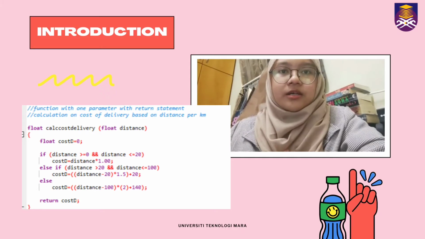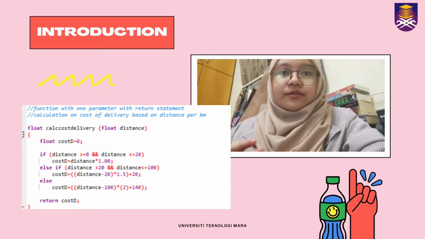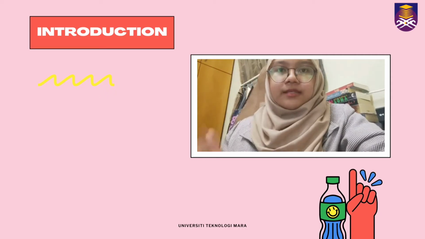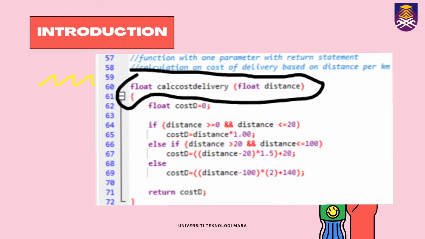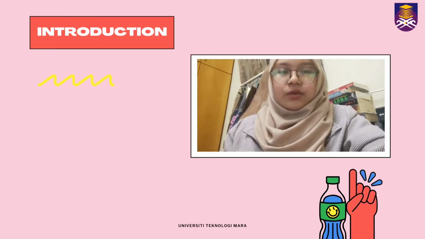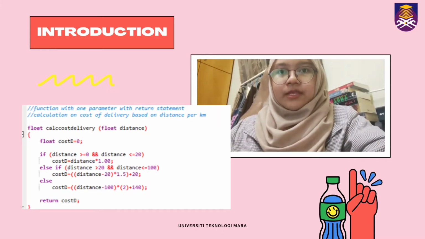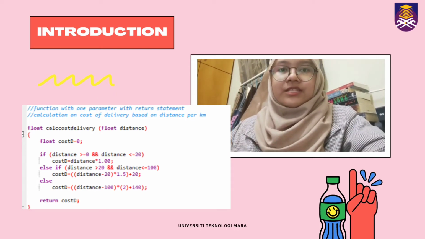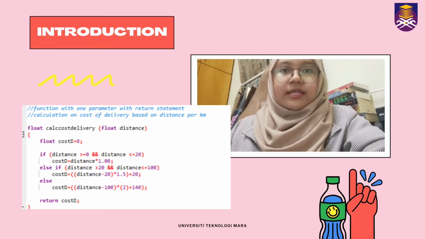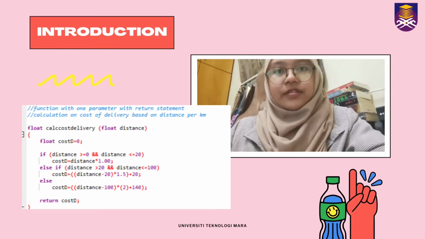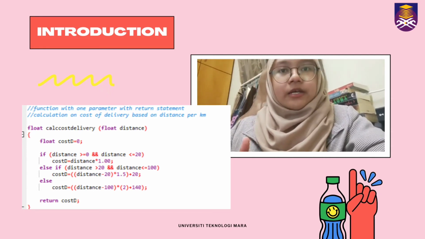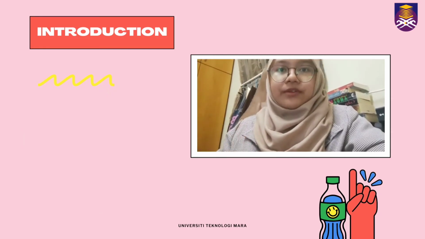The next function is a function with one parameter with a return statement. This function is used to find the cost of delivery in this program. This is the function definition. Then we declare cost D as float and initialize it to 0. In order to find the distance, we use an if-else statement. If the distance is from 0 to 20, the price for each kilometer is 1 ringgit. Then, to find the cost of delivery, we multiply the distance by 1 ringgit.